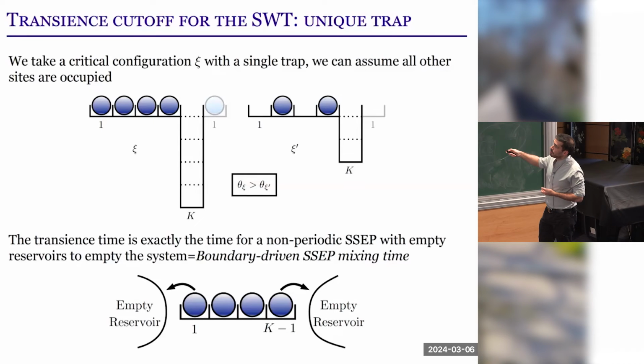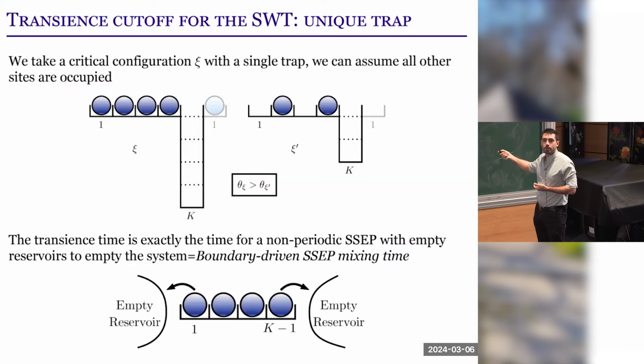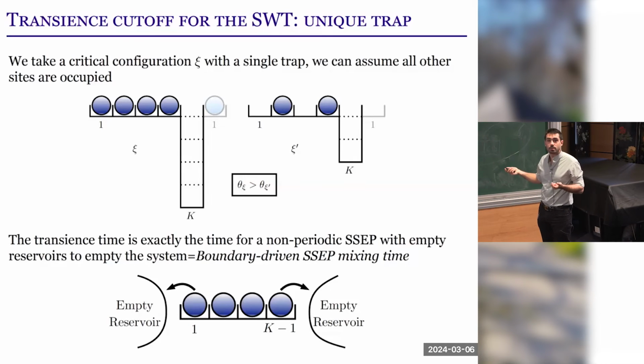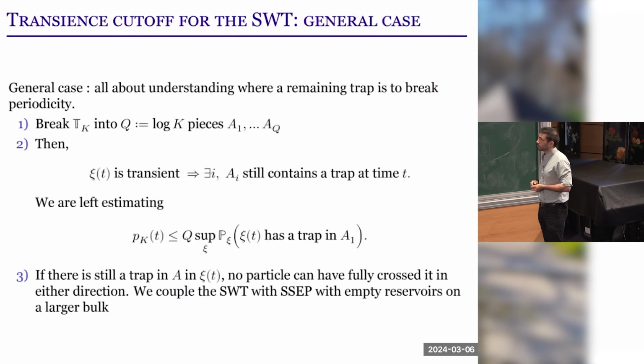Another remark is that, by attractiveness, if you have a single trap but with fewer particles, this process is going to take less time to stop being transient than this process. This is just an attractiveness result. So the worst case scenario is this one, and you know exactly how to treat it because you know very well the mixing time for the boundary-driven SSEP.